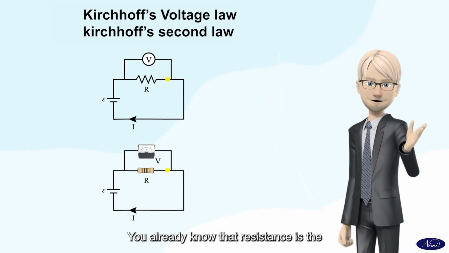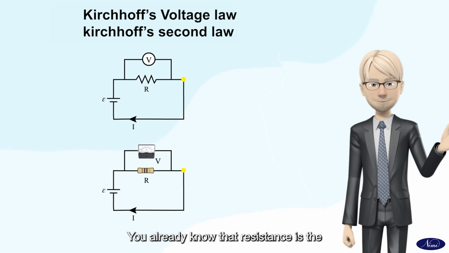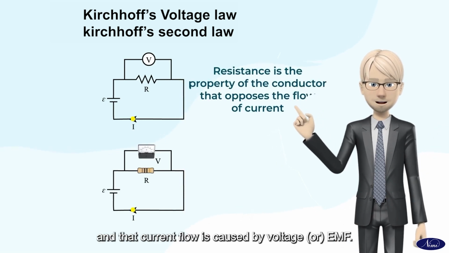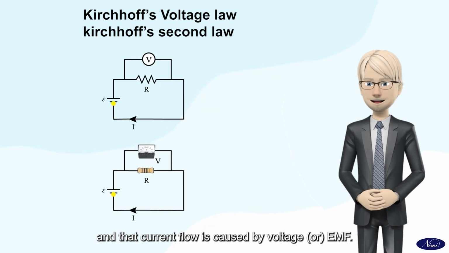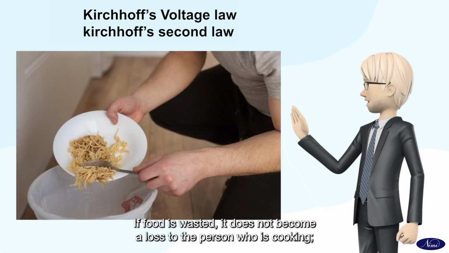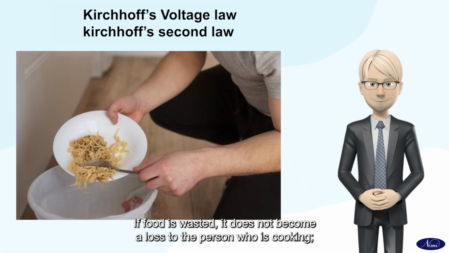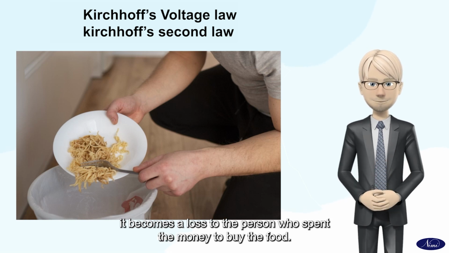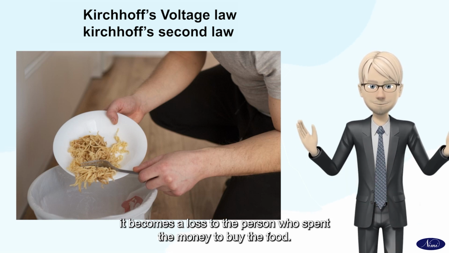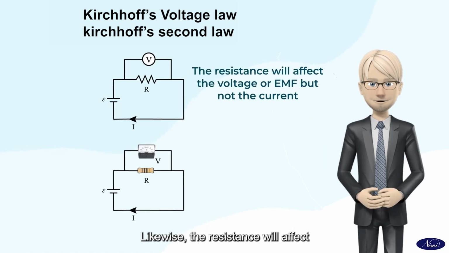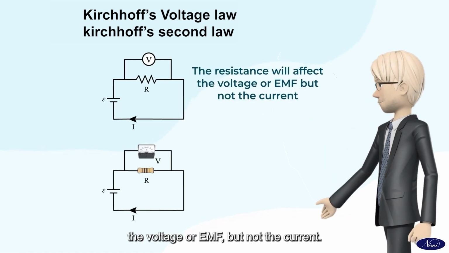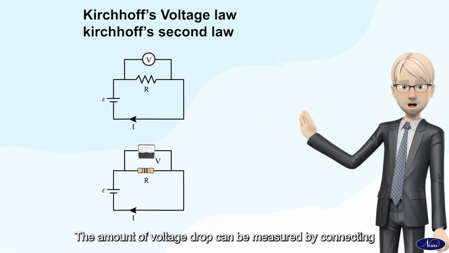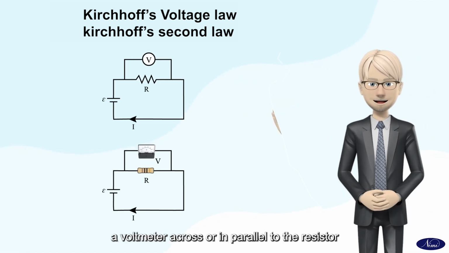You already know that resistance is the property of the conductor that opposes the flow of current, and that current flow is caused by voltage or EMF. If food is wasted, it does not become a loss to the person who is cooking. It becomes a loss to the person who spent the money to buy the food. Likewise, the resistance will affect the voltage or EMF but not the current. The amount of voltage drop can be measured by connecting a voltmeter across or in parallel to the resistor.